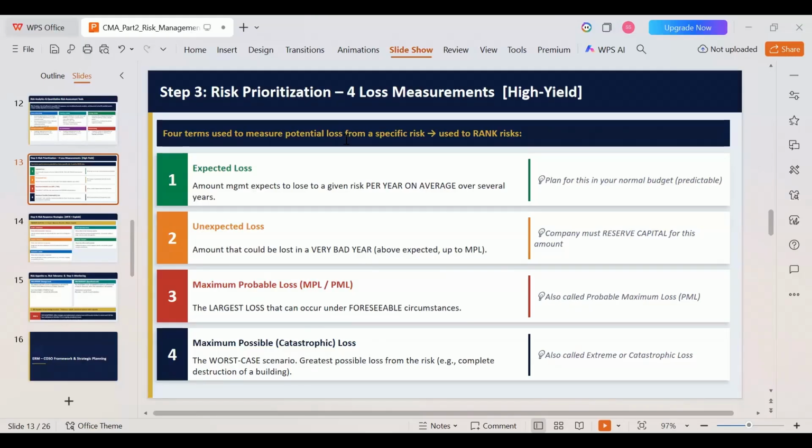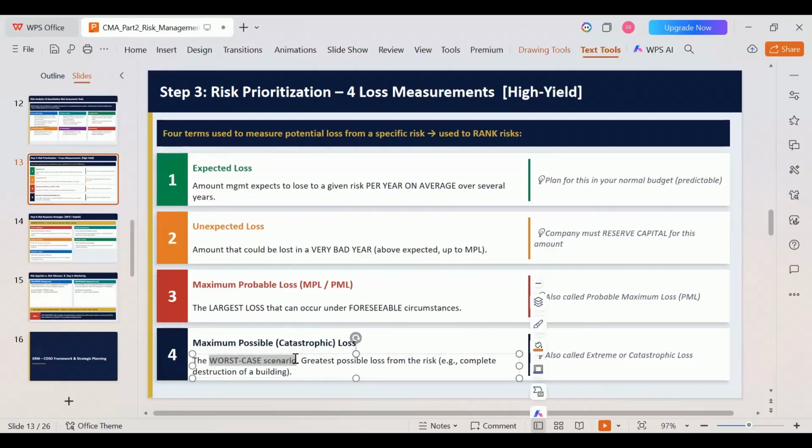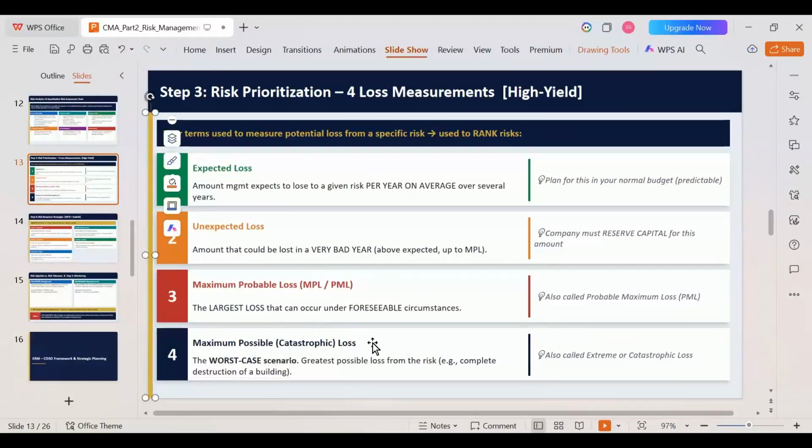What is our maximum possible loss? Maximum possible loss will be losing the entire building. Suppose a natural disaster such as an earthquake took place, we would have to lose our entire building. That is the maximum possible loss. So probable loss is the greatest probability of loss that can take place. Possible loss means the ultimate loss that can take place, or we call it the worst case scenario. That means we will lose all of our asset value. Got it?